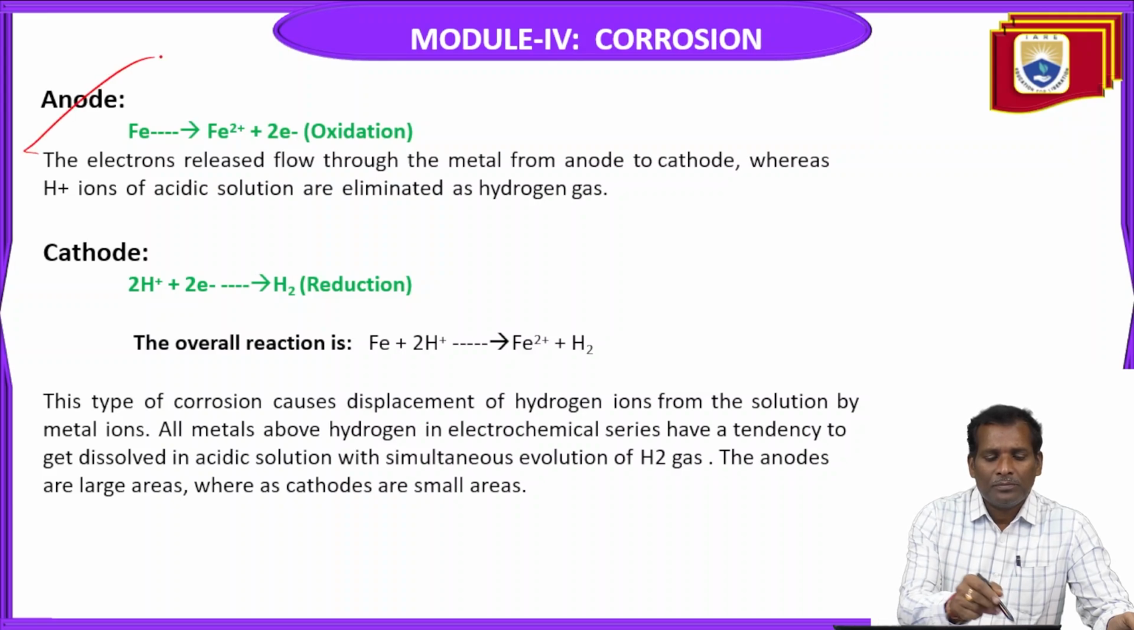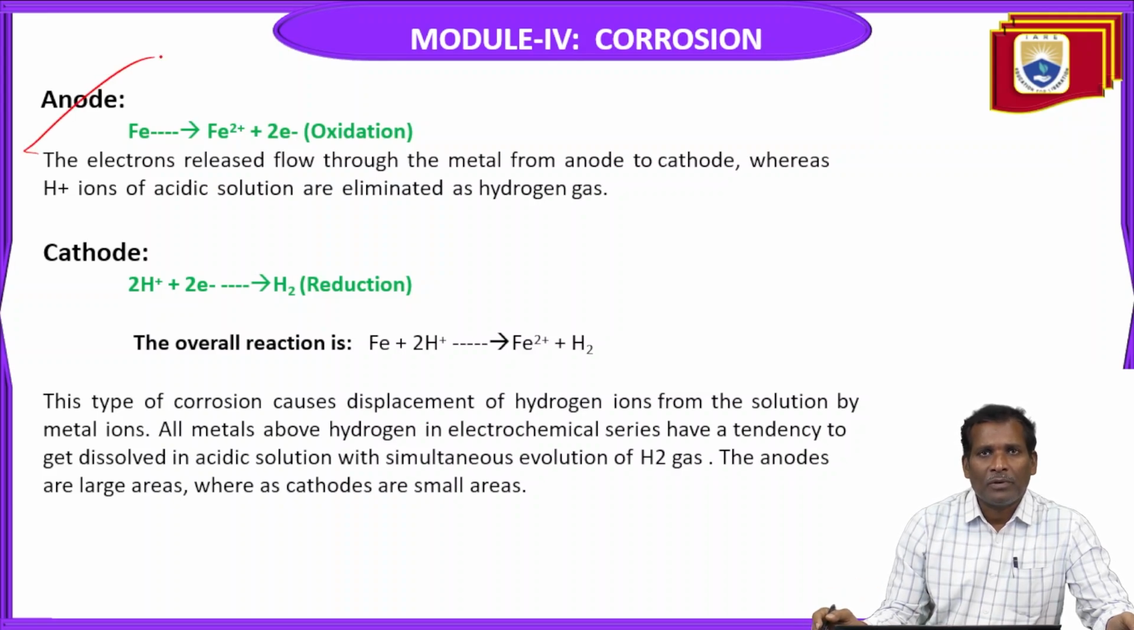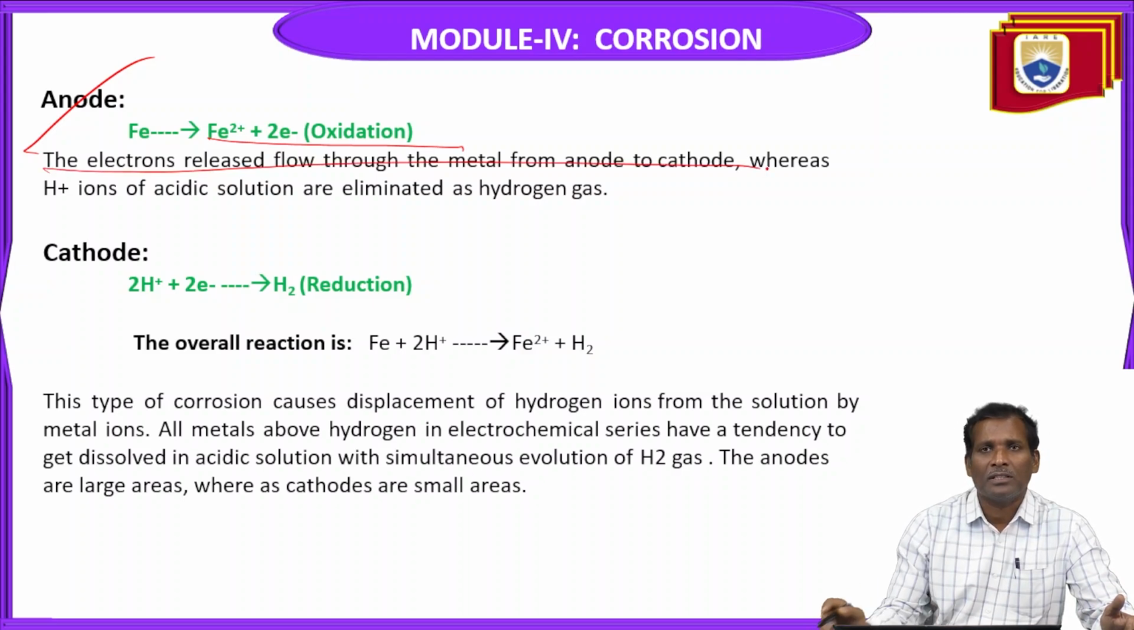At the anode, the oxidation occurs, the metallic ions are released and the electrons are liberated. The electrons released flow through the metal from the anode to the cathode.